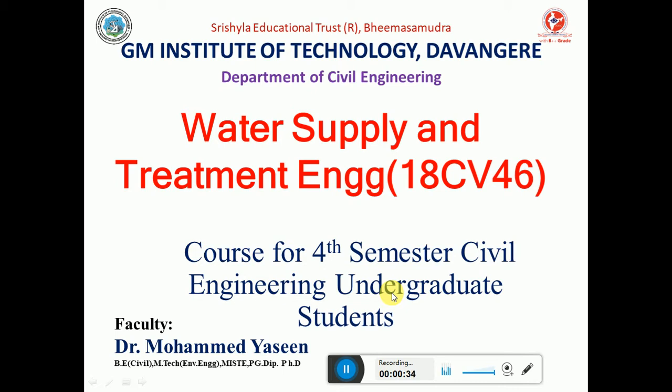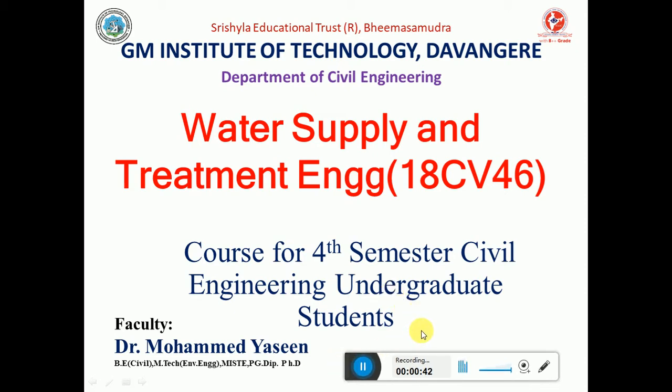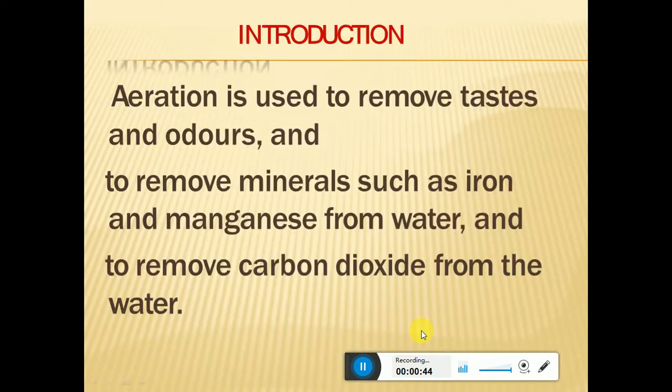aeration process. Okay, so once the water is brought in, the very first method what we do is aeration. Okay, so let us see what is aeration, why it is done, what are different types of aerators. Okay, so basically aeration is done to remove the taste and odors, and also to remove minerals such as iron and manganese from water, and to remove the carbon dioxide from the water. So these are the important objectives of aeration.